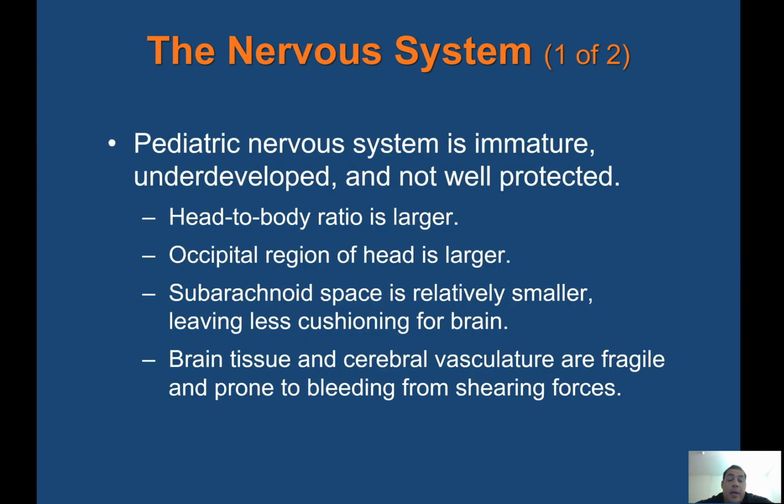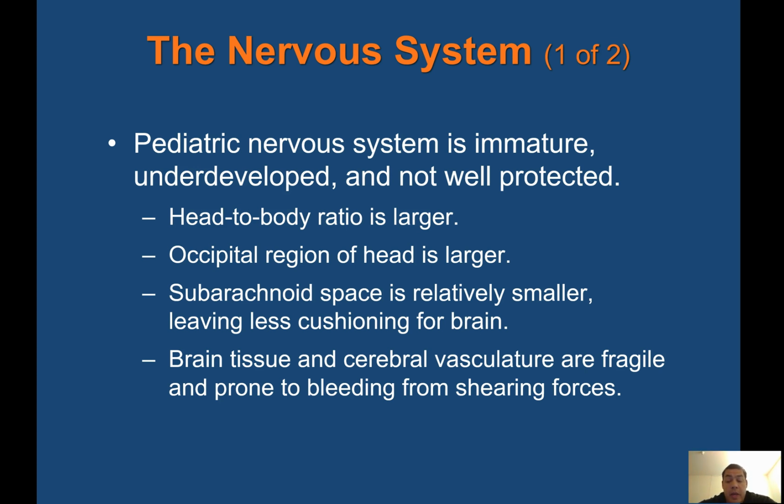So the pediatric nervous system is immature, underdeveloped, and not well protected. Head to body ratio is larger. Occipital region of the head is larger. Subarachnoid space is relatively smaller, leaving less cushioning for the brain. Brain tissue and cerebral vasculature are fragile and prone to bleeding from shearing forces.